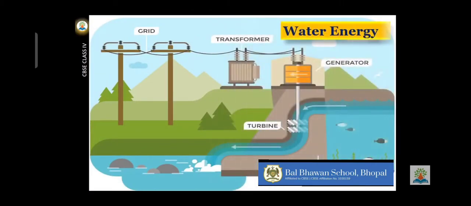Last form of energy is water energy. So water energy is the energy present in moving water. It is also called hydro energy. To use this energy, we build dams, and these dams allow the water to fall from a height onto the turbines, which produce electrical energy.